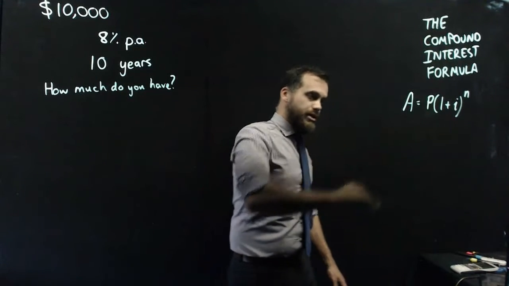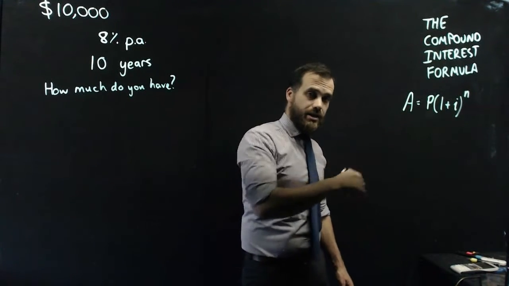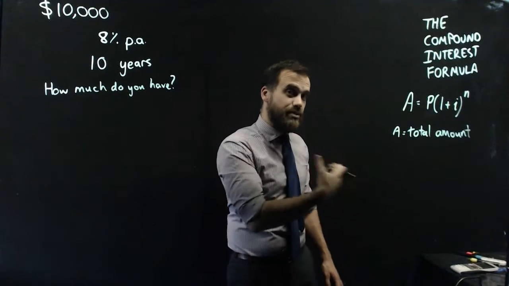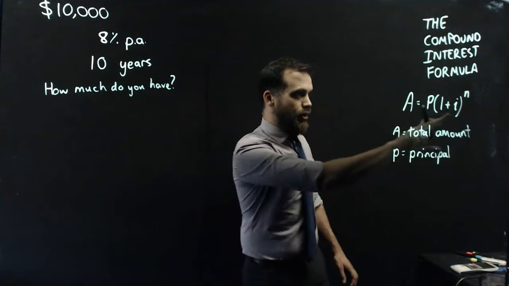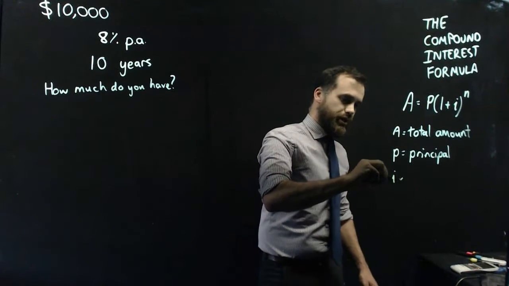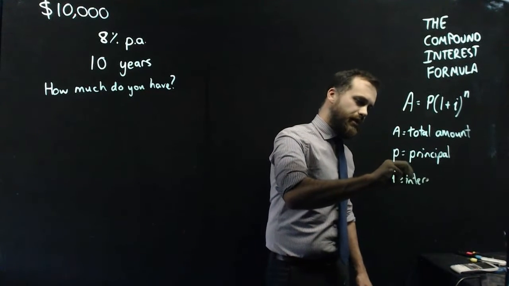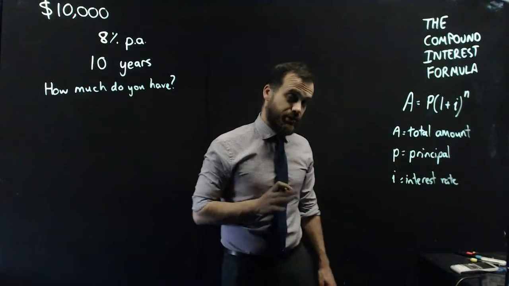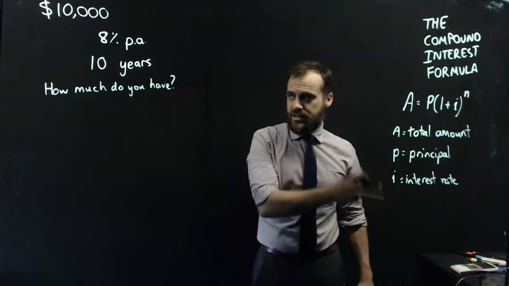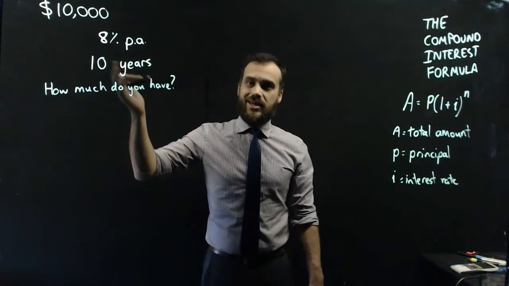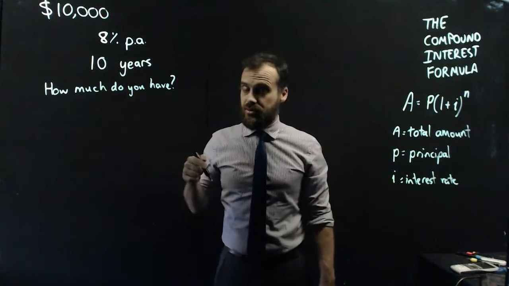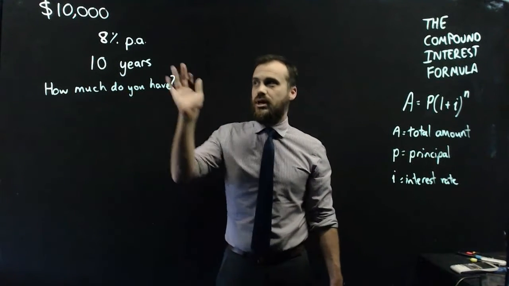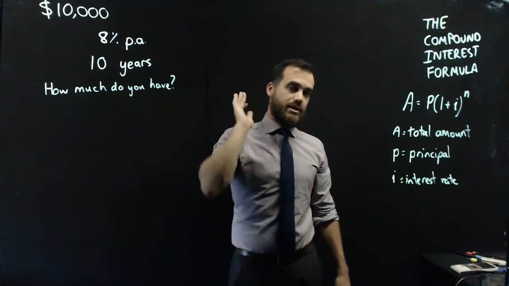Now, just to write down what all of these letters mean, A is the total amount. P is the principal. That's the money that we start with. Now, I is my interest rate. And you need to be really careful here because it's your interest rate as a decimal. Now, what do I mean by interest rate as a decimal? Well, this is 8%. And that as a decimal is 0.08. Okay, so just make sure that you're converting your percentages to decimals.